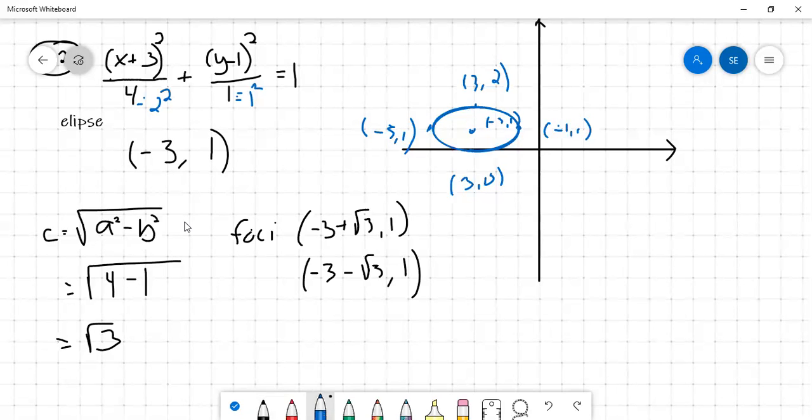Those points are, the square root of 3 is someplace between 1 and 2. So we're at about here and here, and you can draw those and label them. That's your ellipse.